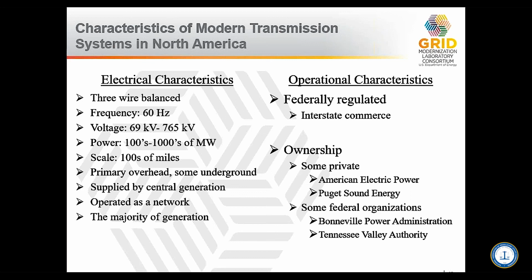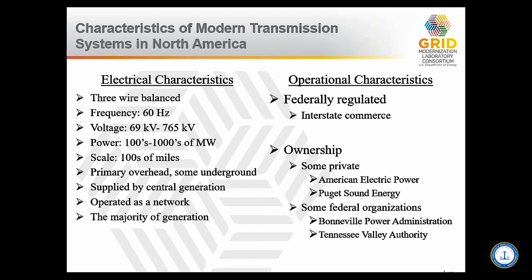The operational characteristics is this tends to be federally regulated, because you start to talk about interstate commerce. Now there are some notable exceptions: Alaska, Hawaii, parts of Texas, but for the most part, NERC and FERC, or North American Electric Reliability Council, through the Federal Energy Regulatory Commission, has some overview of this. There's mixed ownership models where you have some private companies. Examples include American Electric Power, Puget Sound Energy here in the Northwest, but you also have federal organizations such as the Bonneville Power Administration and the Tennessee Valley Authority.